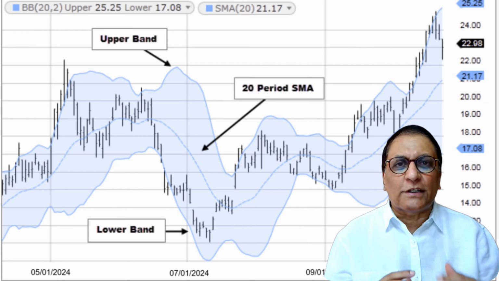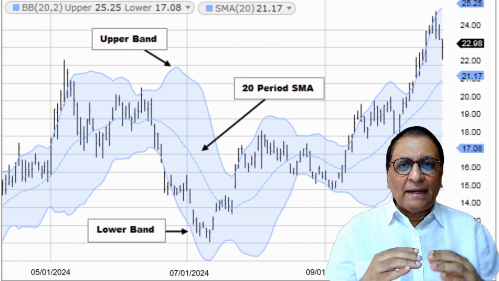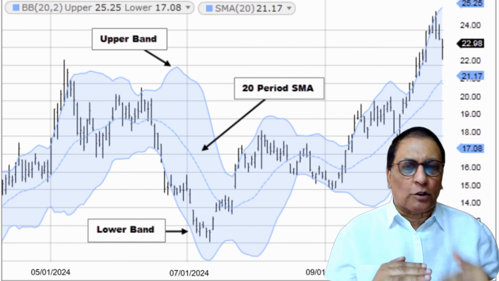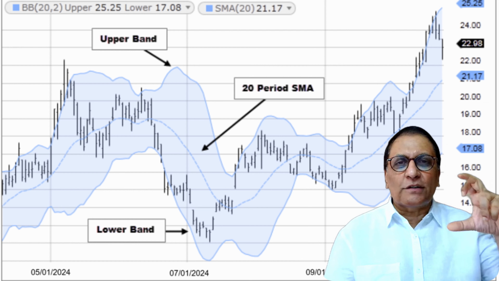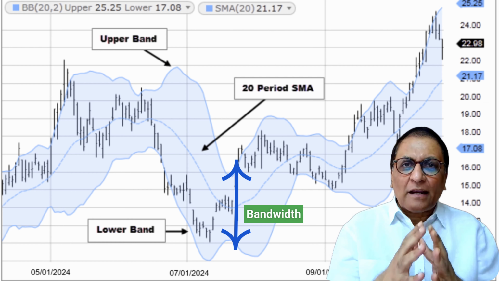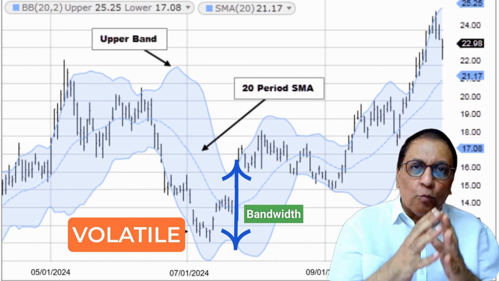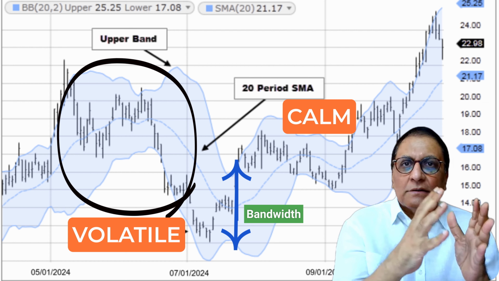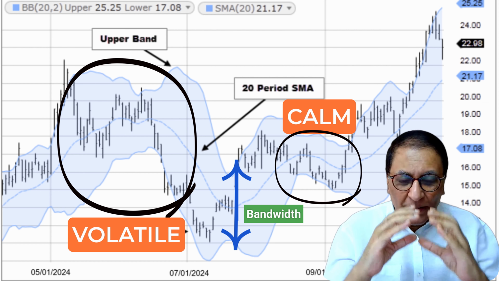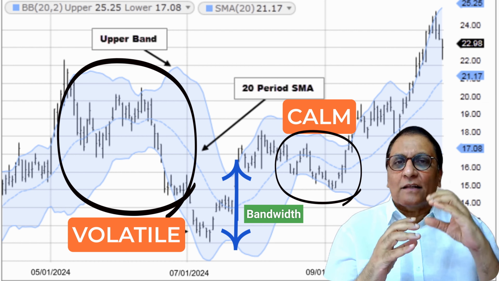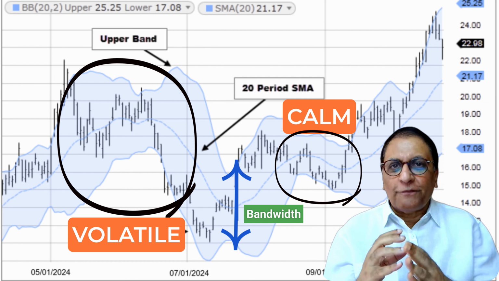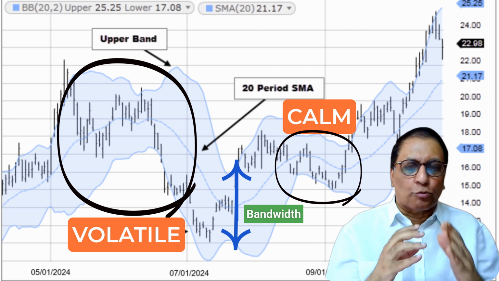Moving on to the usage of the band. The band essentially, as I told you, consists of a moving average with a top line and a bottom line. The distance between the two is called the bandwidth. Now, when the market is volatile, the bands widen. When the market is calm or in a trading range, they contract. So basically, the widening and the contraction of the band helps traders to spot shifts in momentum and potential breakouts.